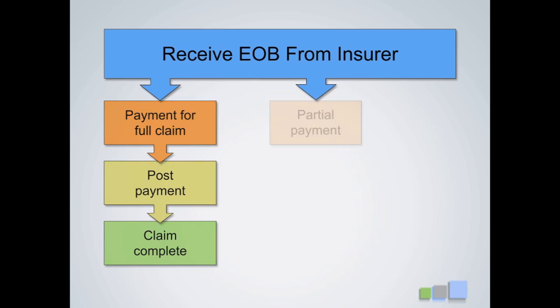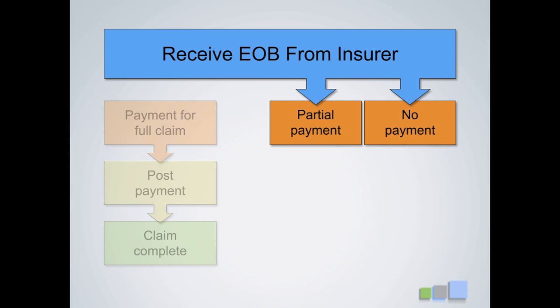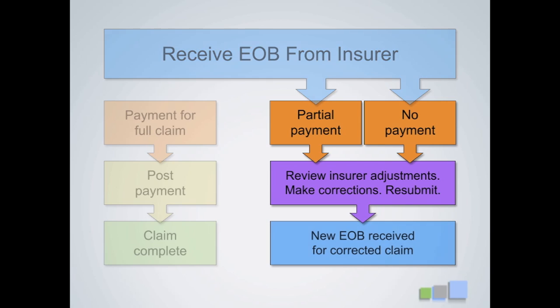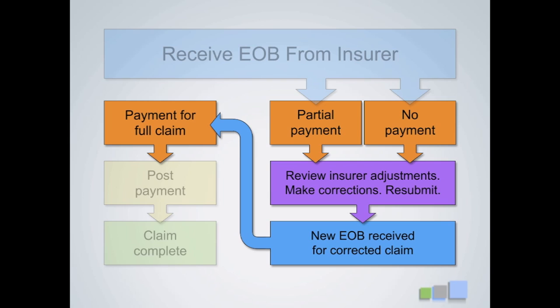Sometimes an insurer may send a partial payment or no payment. It's your responsibility to reconcile the balance. You'll need to review any payment adjustments made by the insurer and their reason codes. If a claim or a portion of a claim amount was denied, you should follow up with the insurance company's representative, make any corrections needed, and resubmit the claim. Assuming the claim is now correct, you'll receive a new EOB from the insurer. From here, you should have a fully paid or reconciled payment for the claim, and you can proceed to post the payment to the patient's account and close out the claim.